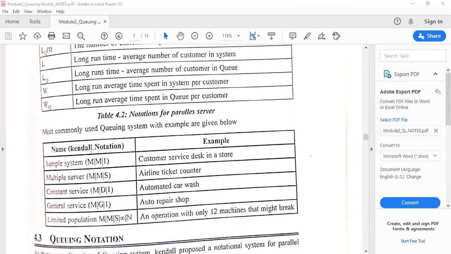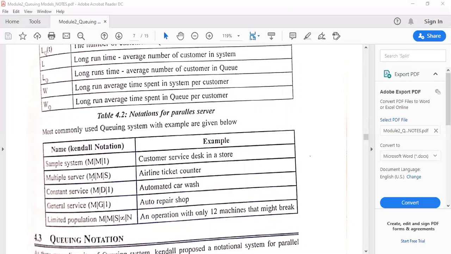Those notations we call Kendall notation, right? So for example, for a simple system I can just write it as M/M/1. That means a customer service desk in a store, right? So if it is M/M/1, that means it is an example of a simple system, right? For example, a customer service desk in a store. So you have a service desk for customers in a store.